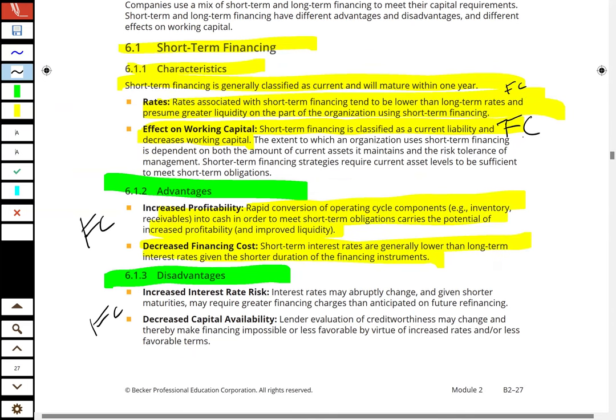The disadvantage of short-term financing is going to be increased interest rate risk. Okay. The rate may abruptly change, given shorter maturities requiring greater financing changes than anticipated on future refinancing.